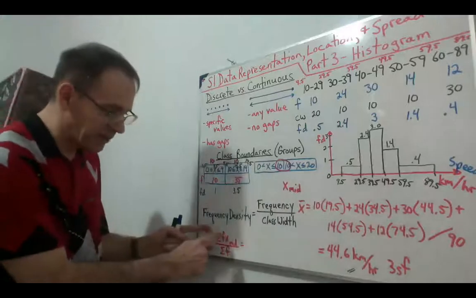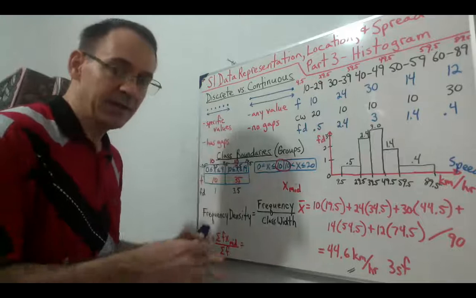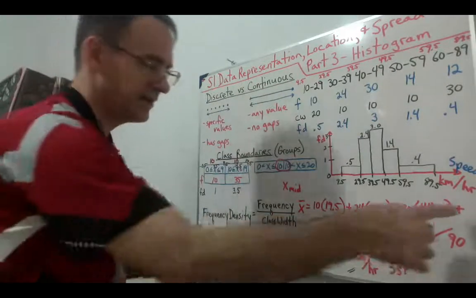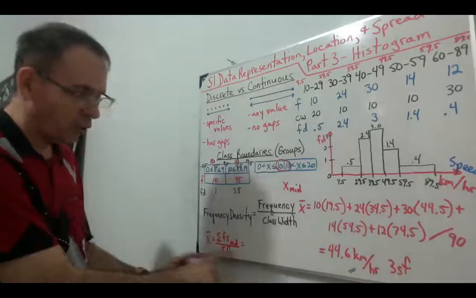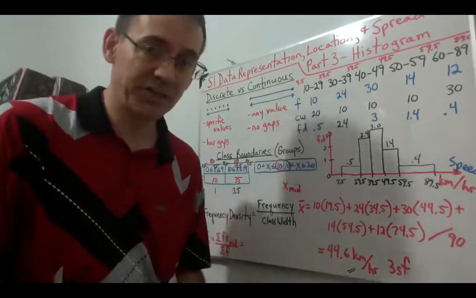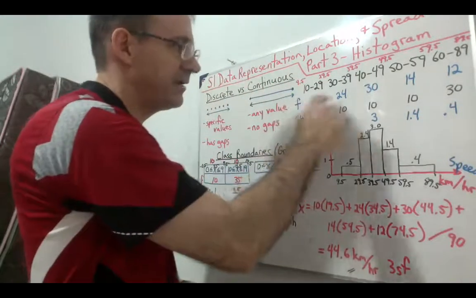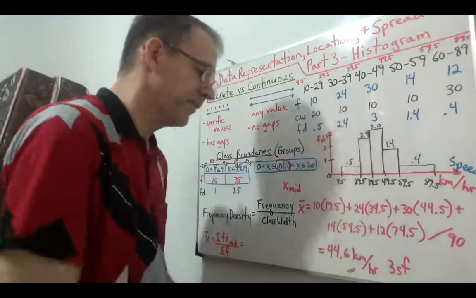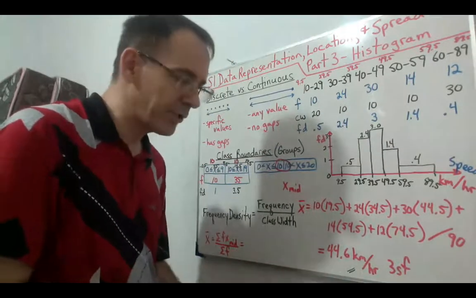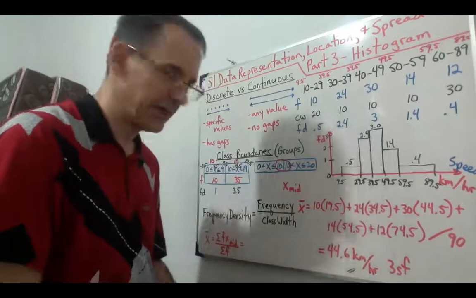That is the sum of the frequency times the respective mid-class value. Then divide by the total frequency, which it said in the problem was 90 cars. So divide by 90, or you could add up these as well. You'll get 90, and you end up with a 44.6 kilometer per hour average, correct to 3 significant figures.